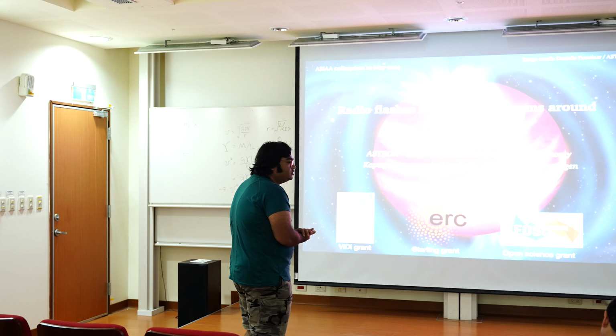This is an example of Jupiter's radio emission, and this is just the occurrence of bursts as a function of Jupiter's rotational phase and Io's orbital phase. And you can see that the bursts are grouped in this plane.